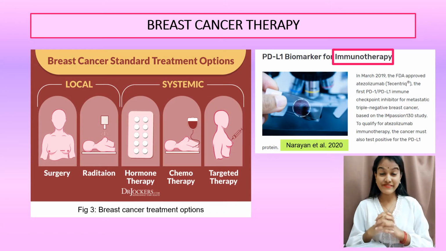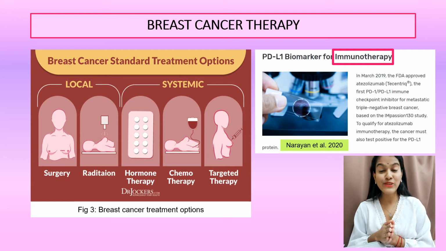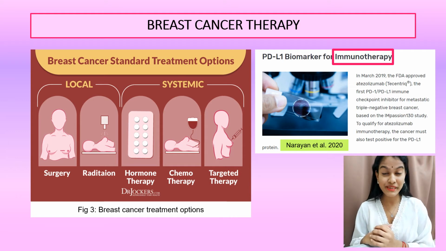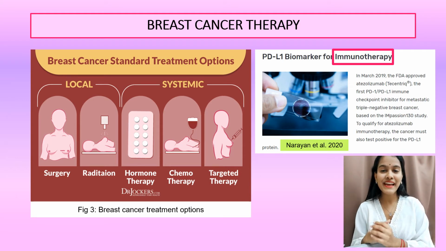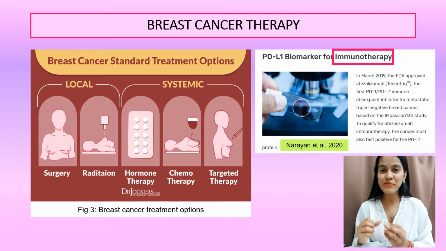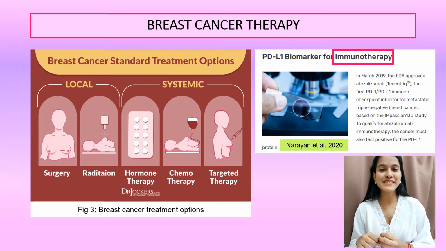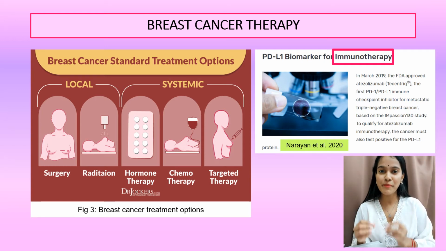Breast cancer treatment can be divided into two categories. One is local, which includes surgery and also radiation therapy, and the other one is known as systemic, that includes hormone therapy, chemotherapy, and also targeted therapy. In recent days, a new form of therapy is being included, which is known as immunotherapy. In March 2019, the FDA approved a medication known by the name atezolizumab, which acts as an immune checkpoint inhibitor in order to treat triple-negative breast cancer.